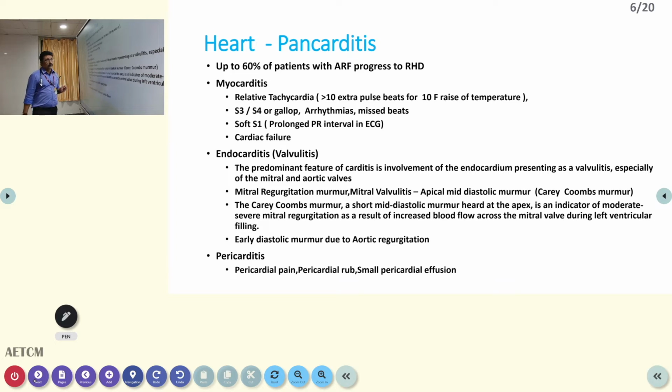Heart is involved. That is a pancarditis. If you remember the anatomy, you have three basic layers in the heart: myocardium, endocardium, and pericardium. So here all layers of the heart are involved.